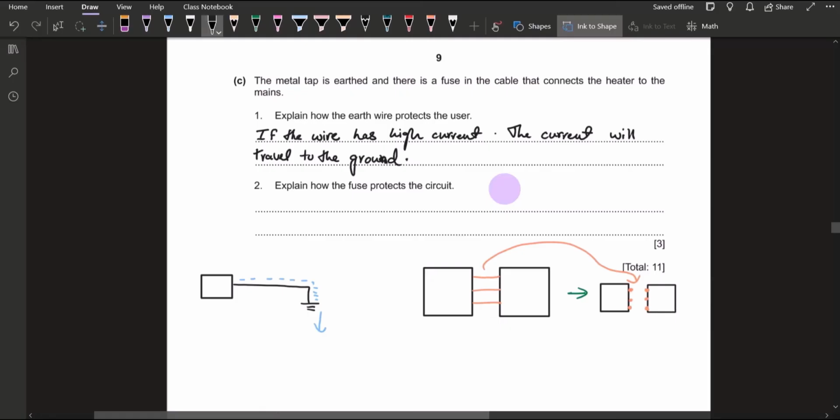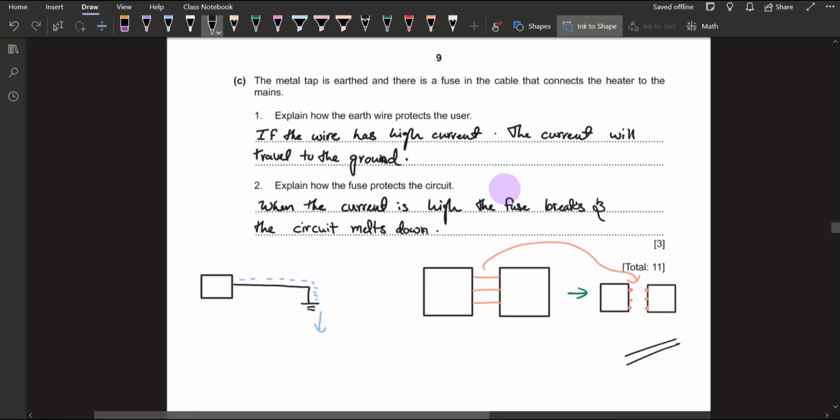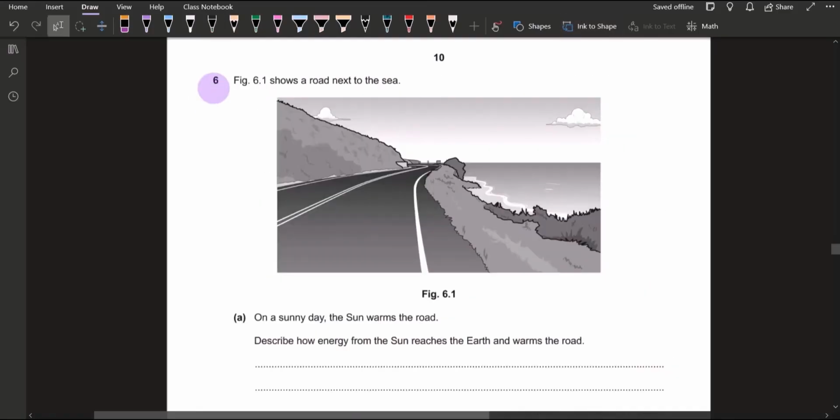So we can write down here that when the current is high, the fuse breaks and the circuit melts down. And this is how the user is protected by a fuse. And this was the end of question number 5. Question number 6. Figure 6.1 shows a road next to the sea.